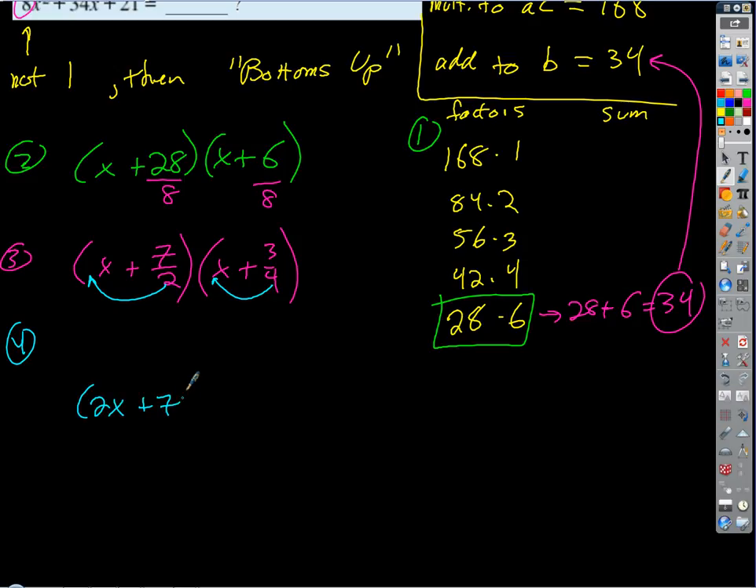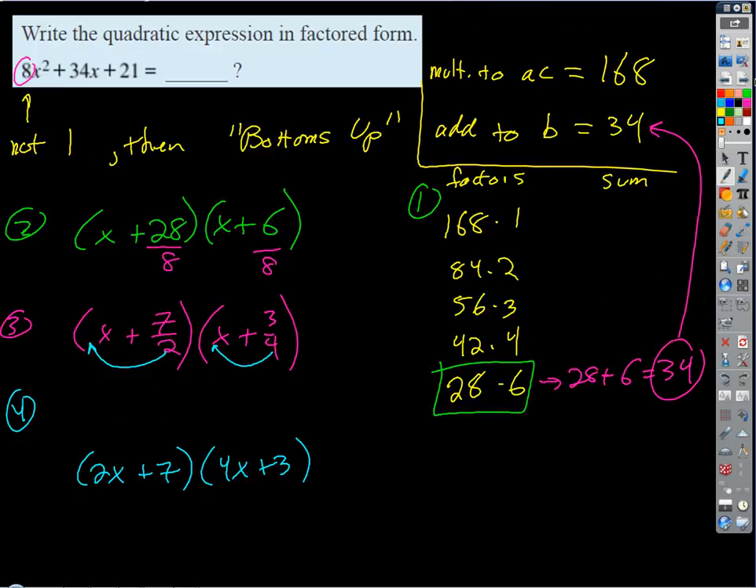and our final answer just looks like 2x plus 7 times 4x plus 3. And once again, how would I check it? Well, just multiply it out. See if you get that, right? Okay. What's the other way of doing this?